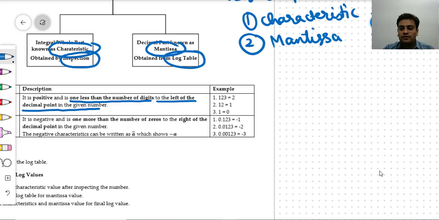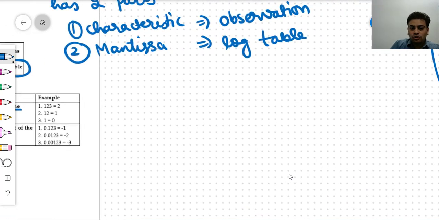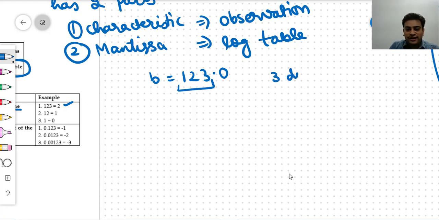Okay, let us talk about it with an example. What I am saying is 1 less than the number of digits to the left of the decimal point. So let's say your number is 123. I'll put a decimal here and 0 after that. My criterion is the number of digits to the left of the decimal point. So how many digits do you have? 3 digits to the left of the decimal point.